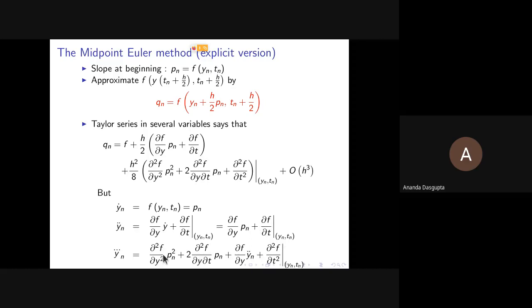Similarly, in this other expression, all I've done really is put in all the y dots that we had at yn Tn. I've replaced them by Pn. So I get Pn square here, Pn here. The rest is whatever I have. Okay, this is the expression. Everybody with me so far?